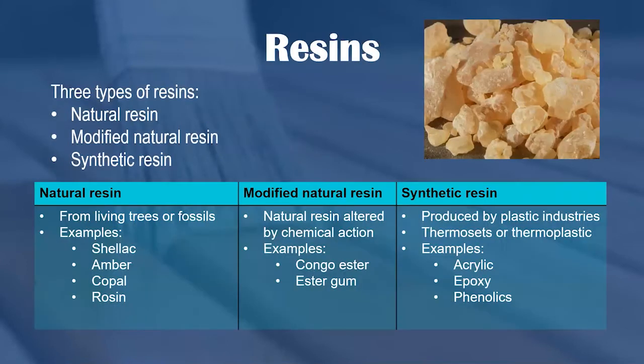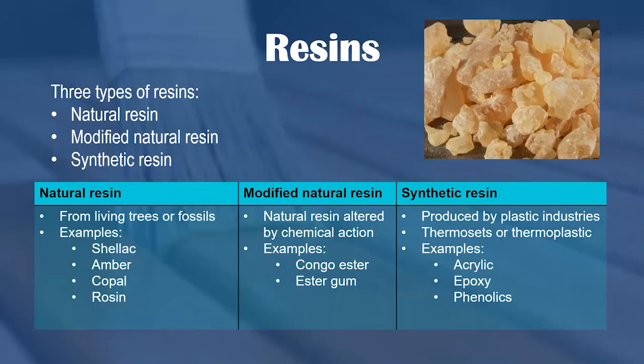Next. So now for resin, they can be classified into three. There are three types of resin, which are natural resin, modified natural resin, and synthetic resin. Natural resin is obtained from living plants or fossils. For examples, there are shellac, amber, copal, and rosin. And then for modified natural resin, we have natural resin that is altered by chemical reaction. For examples, we have Congo ester and ester gum.